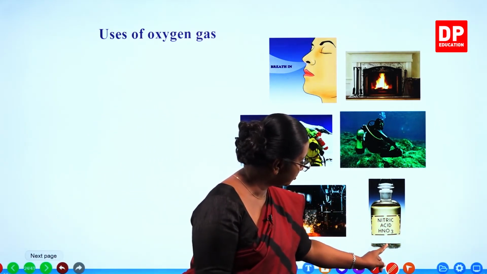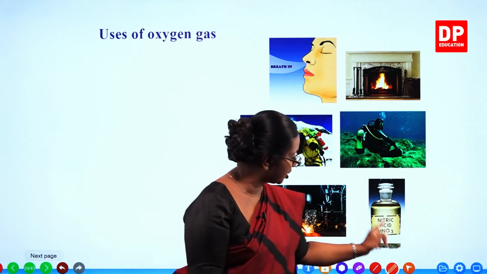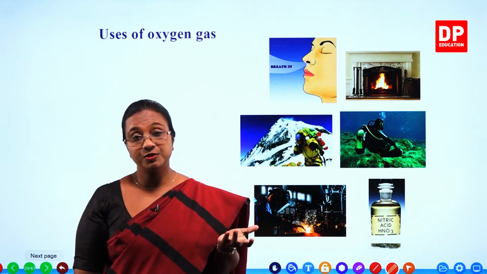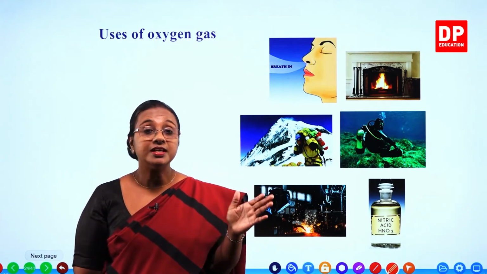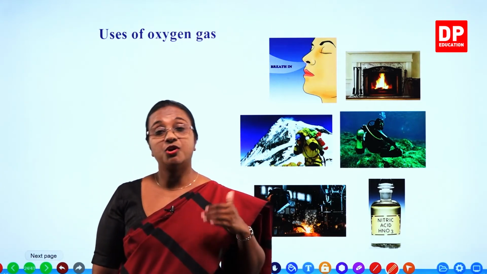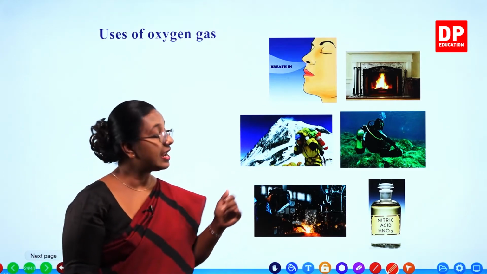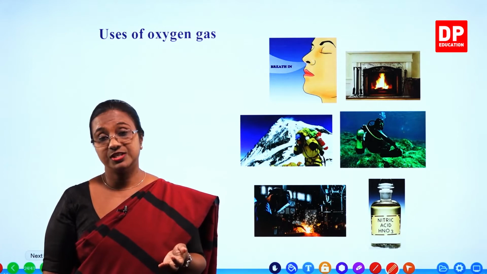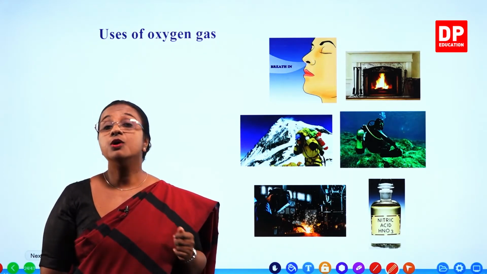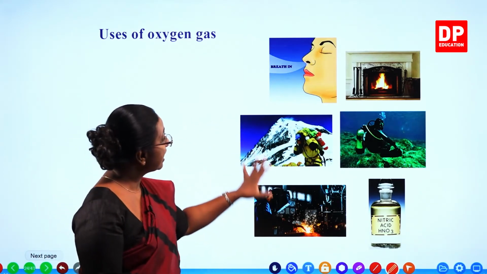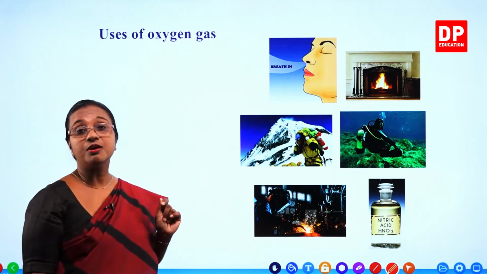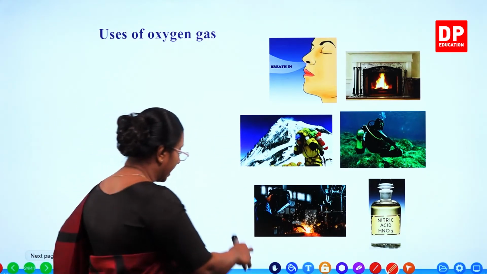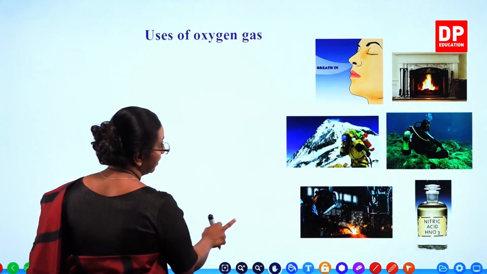Then we have this. Here, of course, I have shown a bottle of nitric acid, HNO3. Similarly, we can produce sulfuric acid. So, for the industrial manufacture or industrial production of nitric acid and sulfuric acid, we need oxygen gas. It is used as a raw material. So, these are some of the uses of oxygen gas. You need to know them. I will write them down one by one.